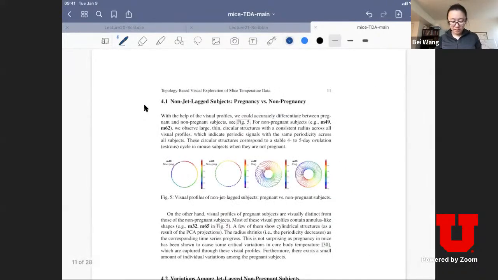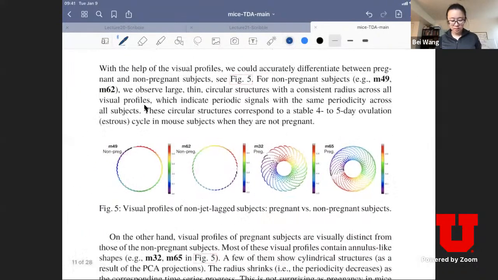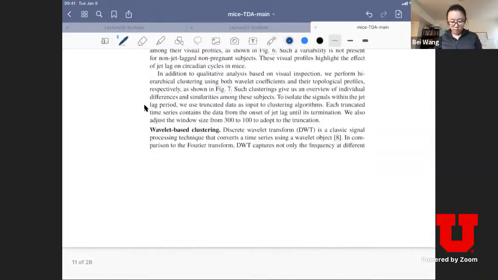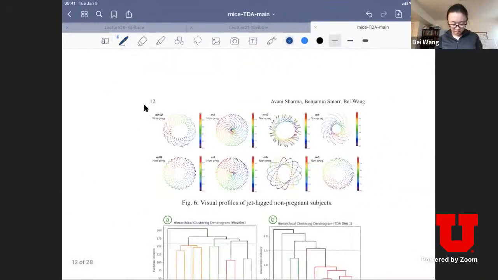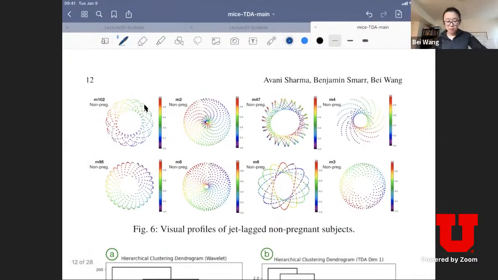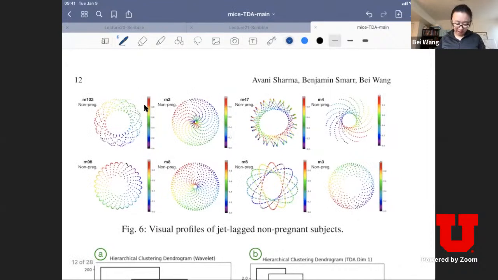Now, what I think is really interesting, this is what we see: left is non-pregnant subjects and right is pregnant subjects. And this is all the mice that are jet lagged but non-pregnant. Okay, so you see a bit of diversity over how their signal is influenced by this jet lag, right?